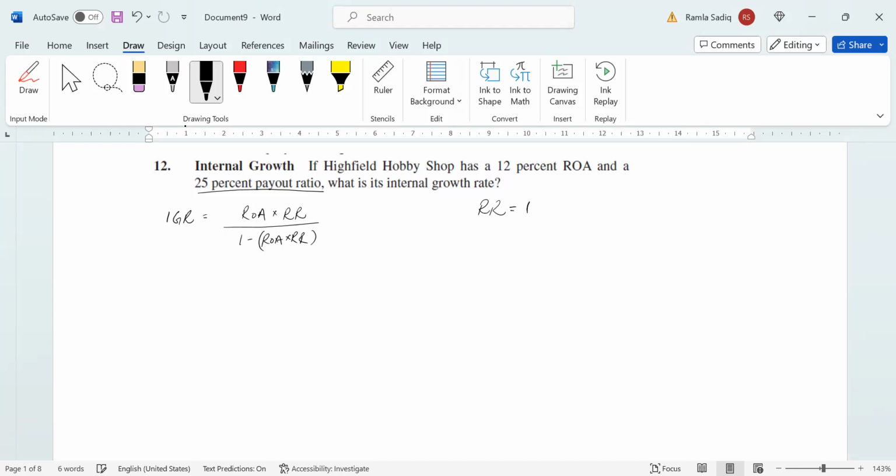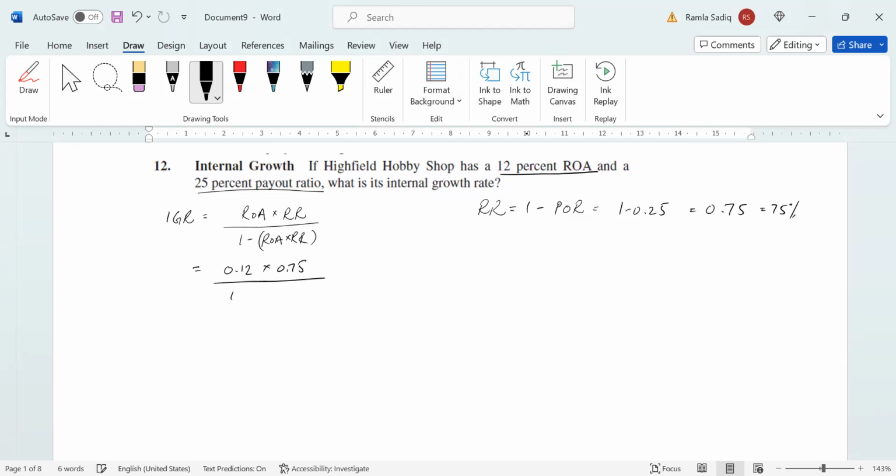1 minus 0.25 to represent 25%. So that's 0.75 or 75%. This is our retention ratio. Because the return on assets is given to us directly, we're going to go ahead and plug that in. So it's 0.12 multiplied by 0.75.